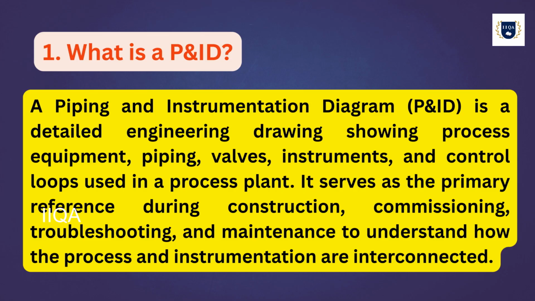What is a P&ID? A piping and instrumentation diagram, P&ID, is a detailed engineering drawing showing process equipment, piping, valves, instruments, and control loops used in a process plant. It serves as the primary reference during construction, commissioning, troubleshooting, and maintenance to understand how the process and instrumentation are interconnected.